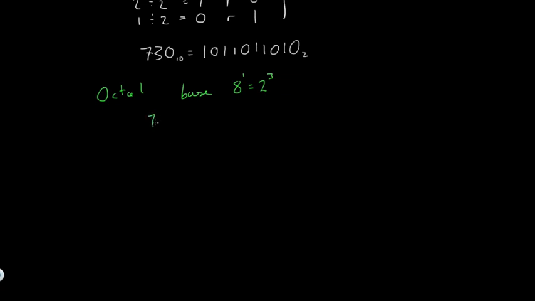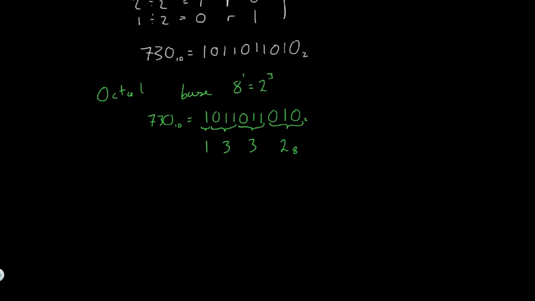So if I write down the binary form of 730, I can group in 3s, starting from the least significant digit on the right. I've got a group of 3, another group of 3, another group of 3, and a group of 1 on its own. Now I convert each group of 3 into an octal number. 1 in binary is just 1 in octal, 011 in binary is 3 in octal, 011 is also 3, and 010 is 2 in octal. So 730 in decimal is equal to 1332 in octal.